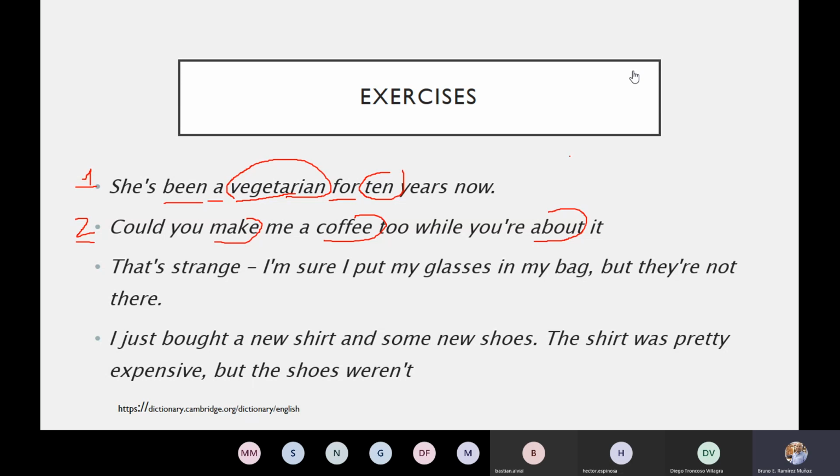So the general rule: content words always with a strong form. Function words, or grammar words, as some people say, always with a weak form, unless the context requires us to emphasize a specific function word, and then we cannot use the weak form for that, but the strong form.